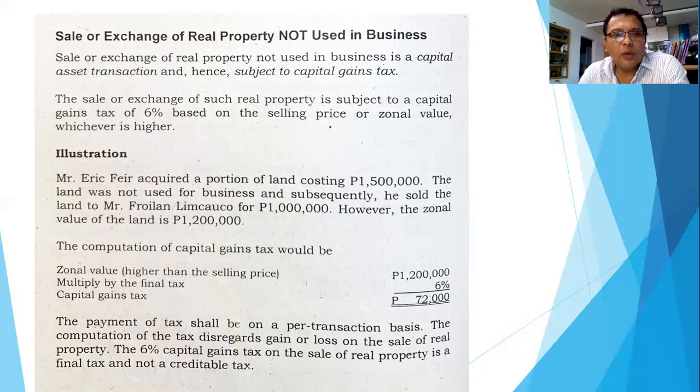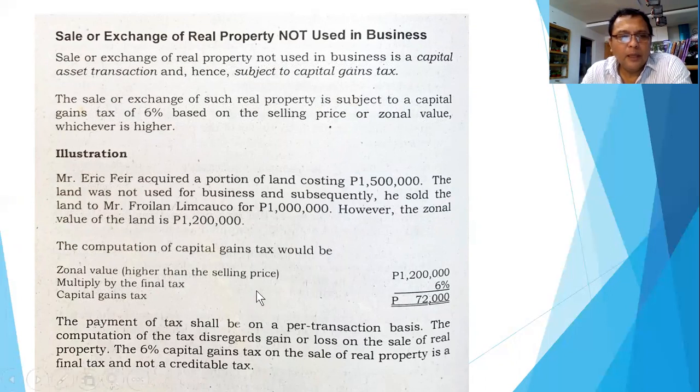So a sample: Mr. Eric Fear acquired a portion of land costing 1.5 million. The land was not used for business and subsequently he sold the land to Mr. Froilan Limco Kauko for 1 million. However, the zonal value of the land is 1.2 million. So how do you compute the capital gains tax? It will be based on the zonal value.